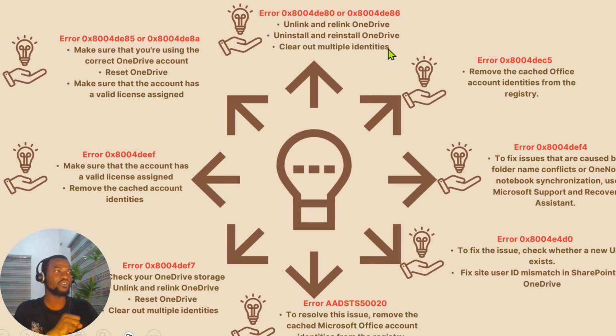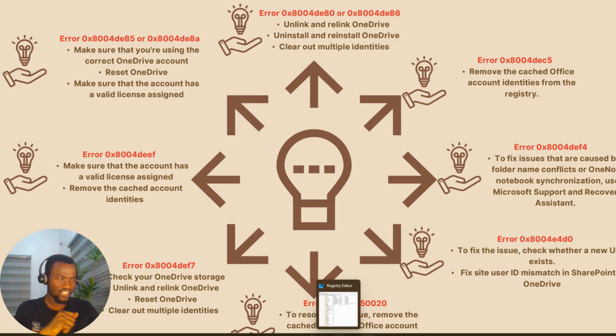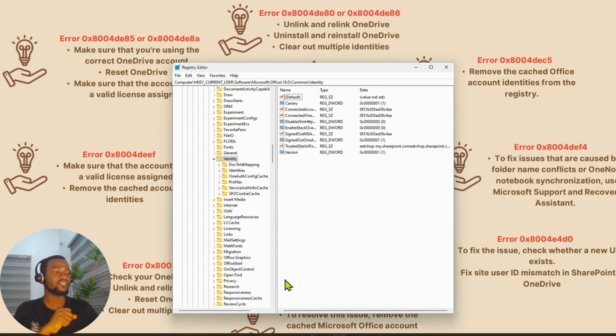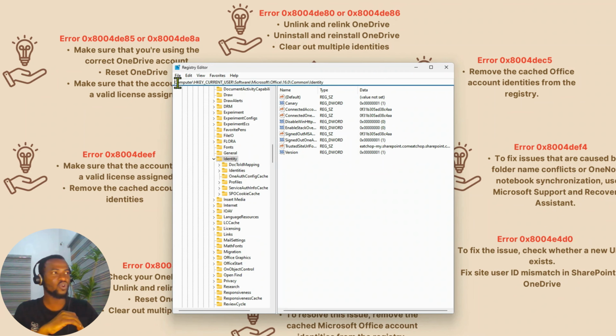The next one which we'll be looking at is to clear out multiple identities. To clear out multiple identities is by opening the registry editor, right? Once you launch the registry editor, you are going to come to this location, which is HKEY_CURRENT_USER, Software, Microsoft, Office, 16.0, Common, and Identity. Once you do that, you are going to delete this identity folder, right? Once you delete the identity folder, then you can reopen OneDrive and try to sign in again.